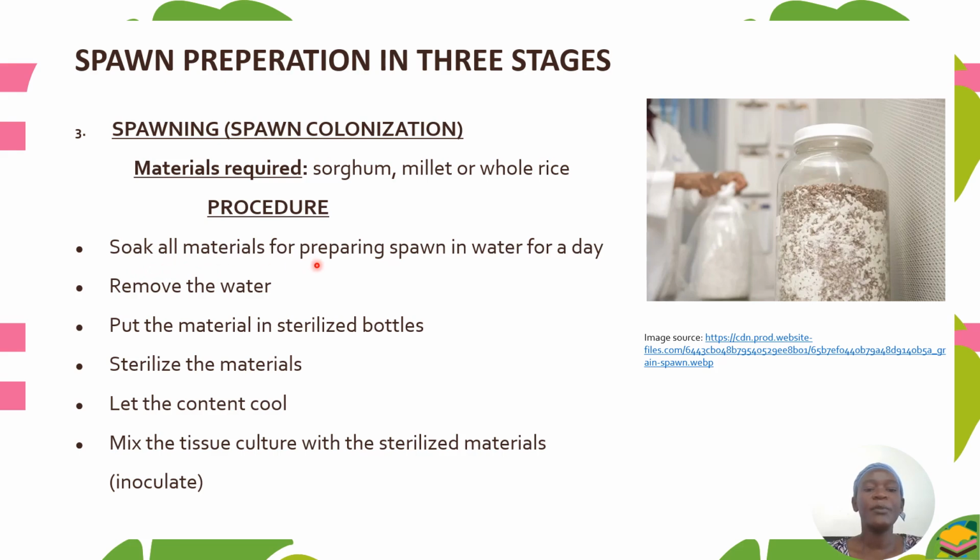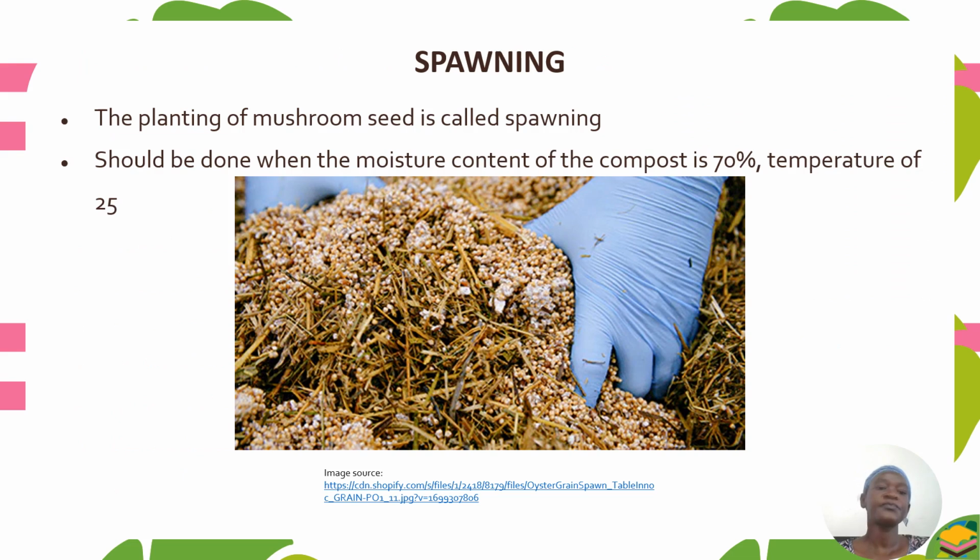So you soak all the materials for preparing the spawn in water for a day. Then you remove the water. Then you put the material in a sterilized bottle. Then you sterilize the material. You let the content cool. Then you mix the tissue culture with the sterilized material. We call it inoculation. You inoculate. So it means we are done coming up with the spawn.